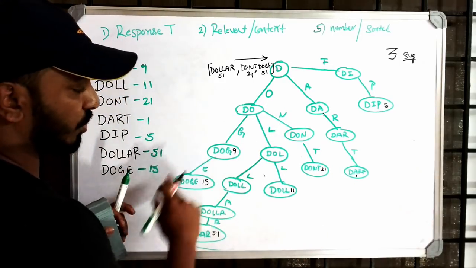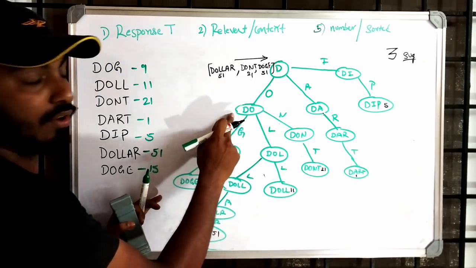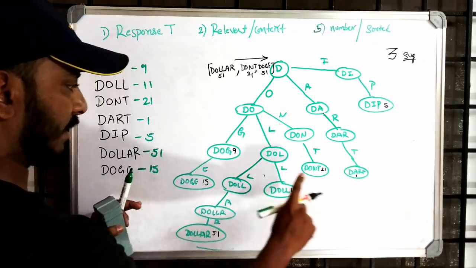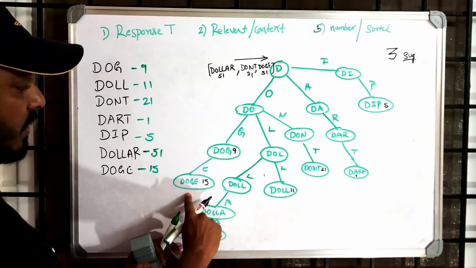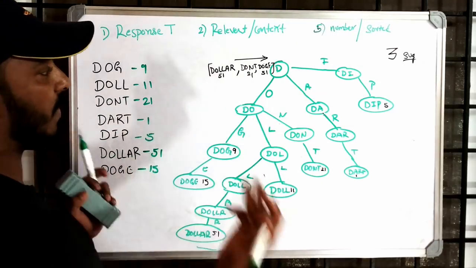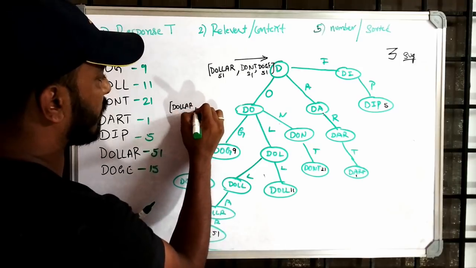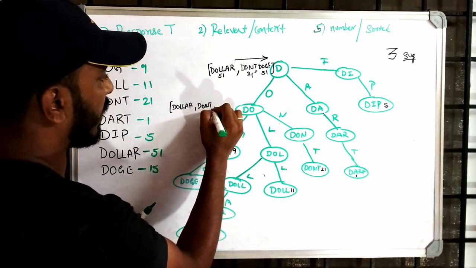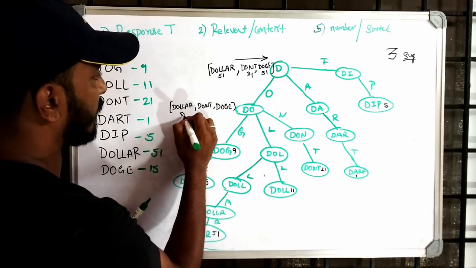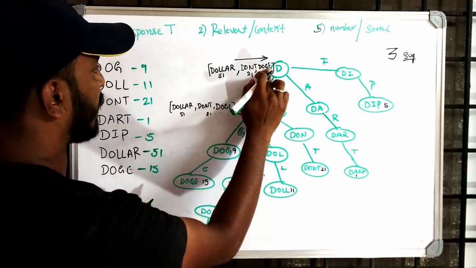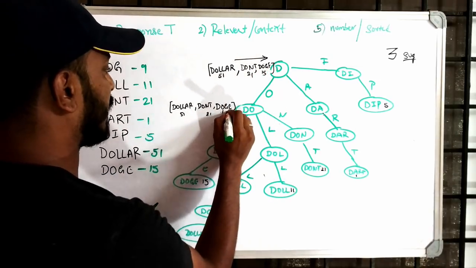Okay, so now what are the top three among top three suggestions under prefix node D-O? Okay, that is dollar, dodgy, and don't. It is something similar, but it's fine. So this is dollar, don't, and D-O-G, with the ranking 51, 21, and sorry, this is 15. I guess, yeah, sorry, 15 and 10.